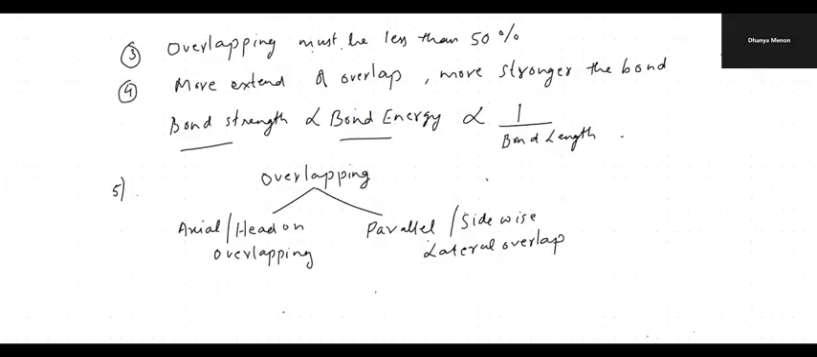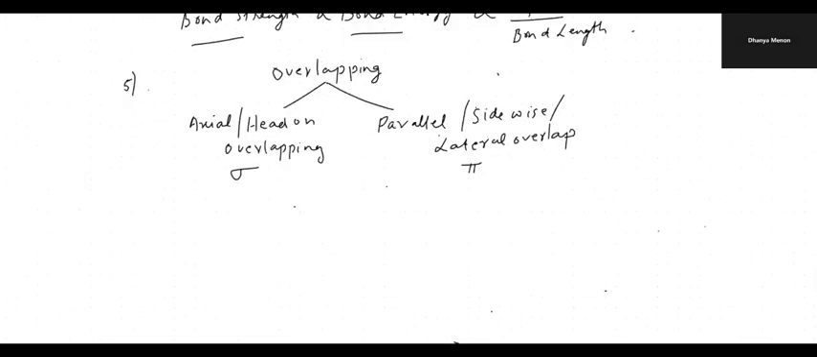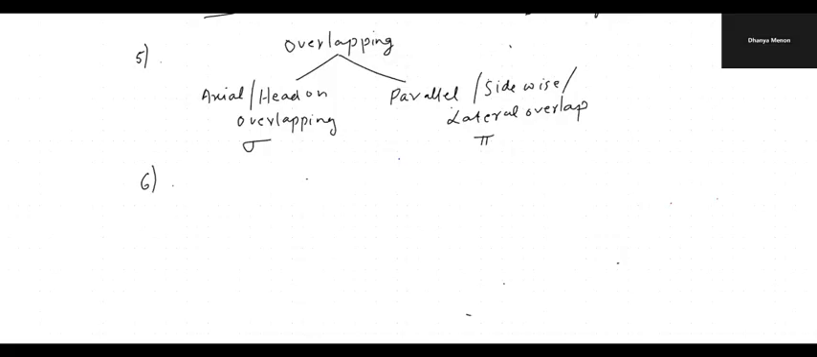Head-on overlap or axial overlap gives rise to sigma bonding. Parallel or sidewise overlap or lateral overlap gives rise to pi bonding. Now the next rule is that the overlapping orbitals must have the same sign.